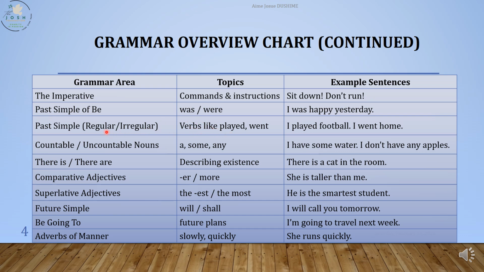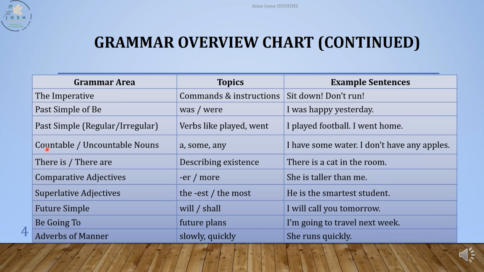Let me give you some examples using regular: studied, cooked, employed, played. And when we go into irregular: went, ran, read, broke, spoke, like that. Example, I played football, I went home.